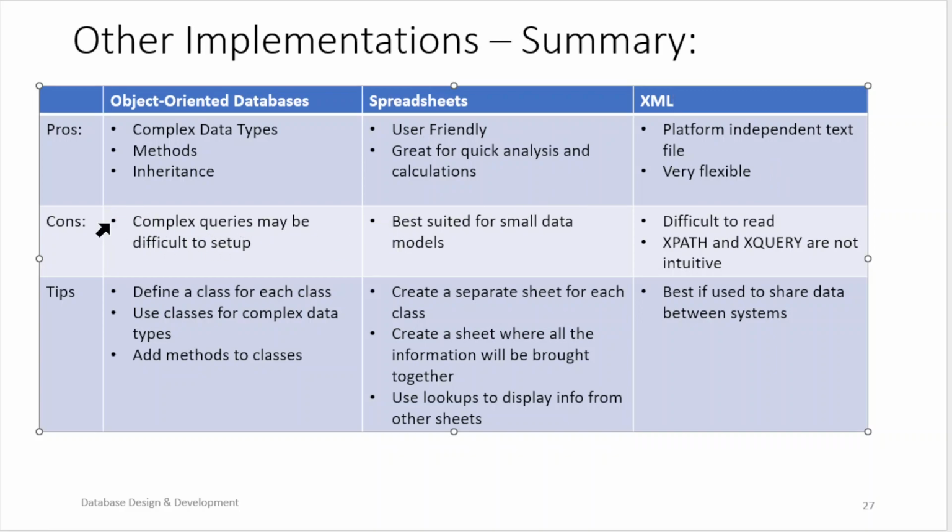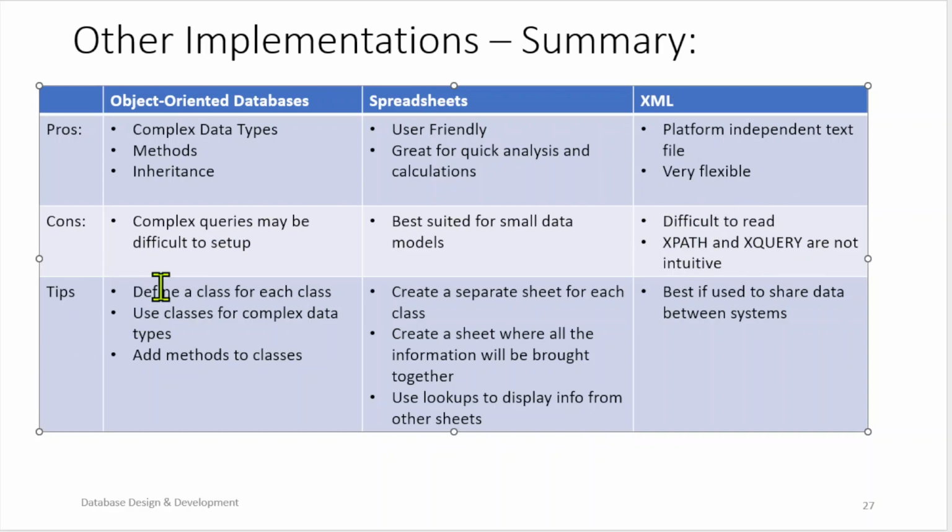It doesn't mean anything. The cons of the object-oriented are complex queries and it can be difficult to set up. Spreadsheets are best suited for small data models. XML, they say it's difficult to read, and XPath and XQuery are not intuitive, but they're not that hard to figure out. And I just find the database does a better job of organizing things.